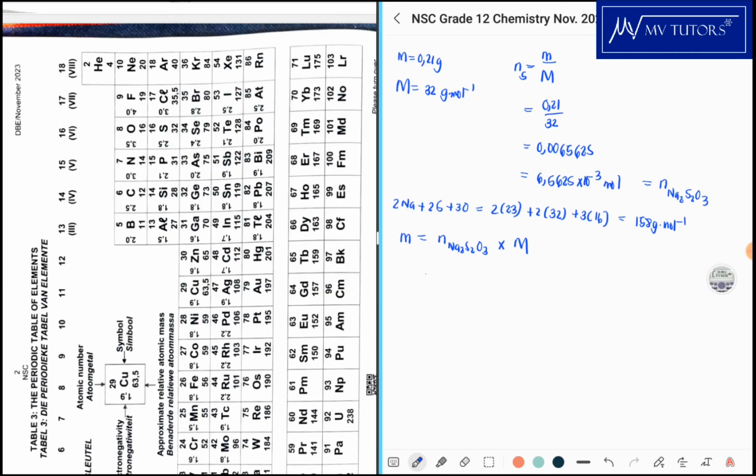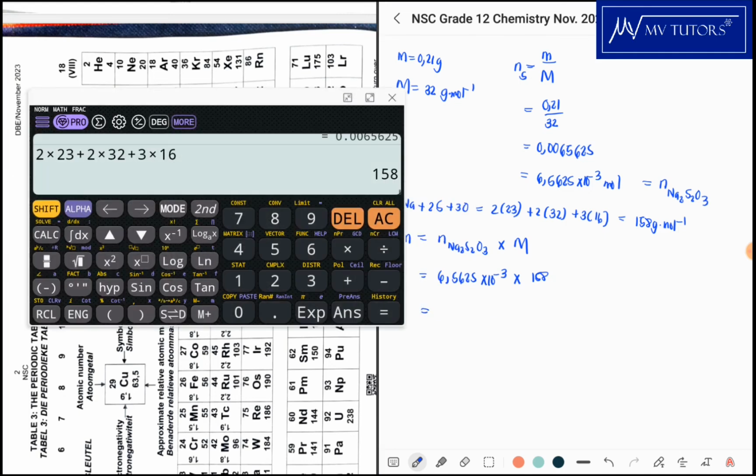So now we have the number of moles: 6,5625 times 10 to the negative 3 multiplied by the molar mass, which is 158. And what does that give us? I'm just going to use 0.21 so I don't rewrite the entire thing and miss a number, multiplied by 158. We get 1,036875. Just going to round it off to 1,04 grams.